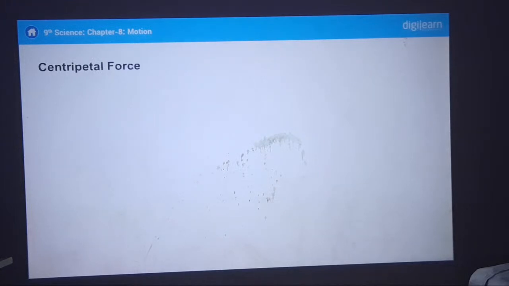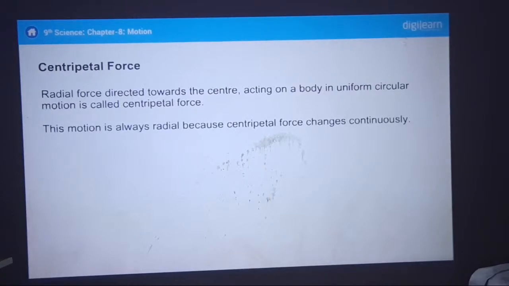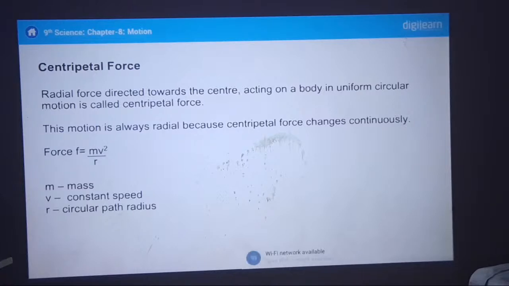Centripetal force. The radial force directed towards the center acting on a body in uniform circular motion is called centripetal force. This force is always radial because its direction changes continuously. Force F equals mv squared by r, where m is mass, v is constant speed, and r is the circular path radius.